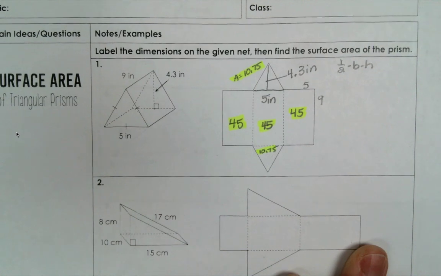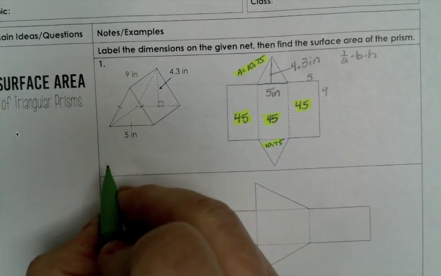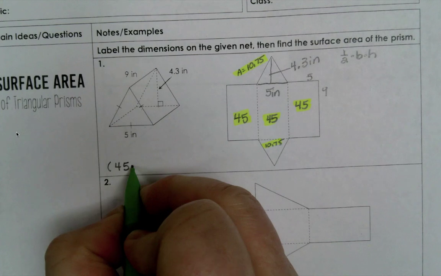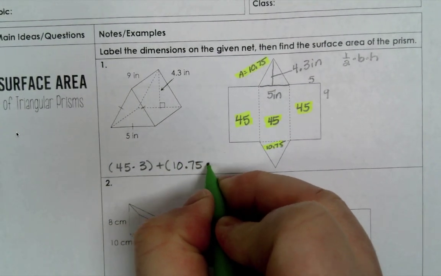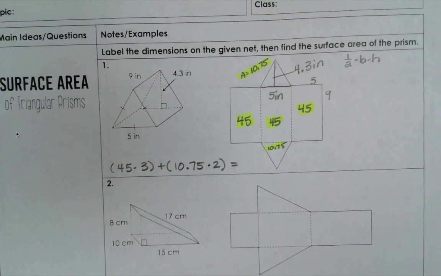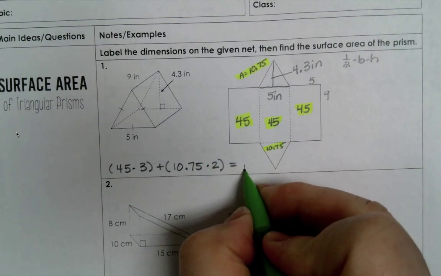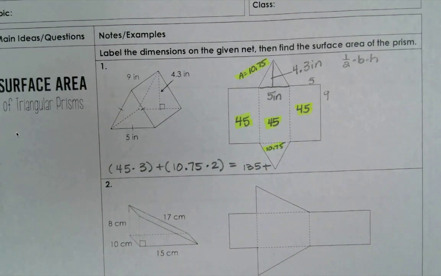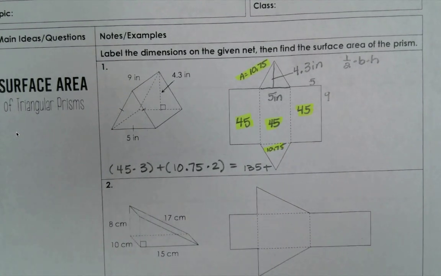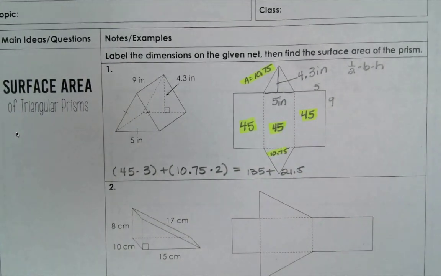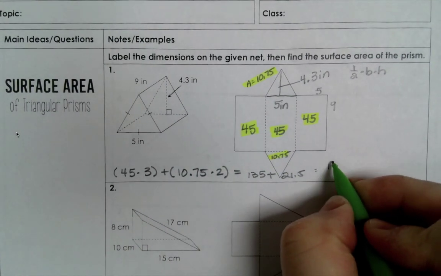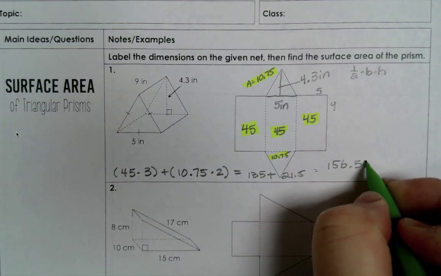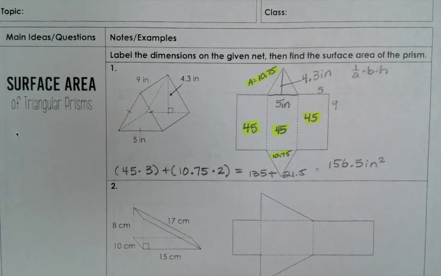So I find the sum. I'm going to combine like terms to write my expression: 45 times 3 plus 10.75 times 2 equals 135 plus 21.5, which gives me 156.5 inches squared for my surface area.